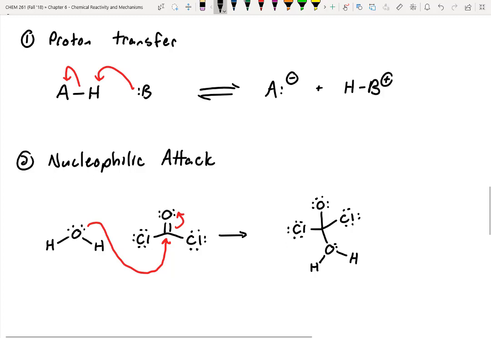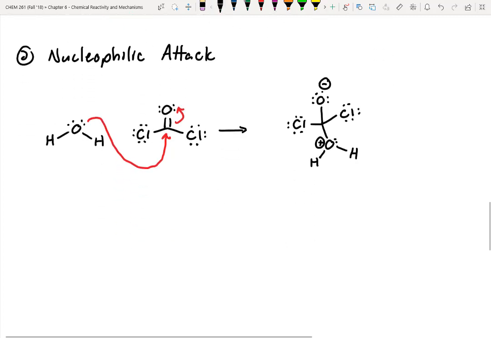One thing I am missing on here, though, is my formal charges. Where should those go? And the oxygen on top, that should be negative, right, because it received electrons. All right, what else? The other oxygen should be positive, right? So this would be an intermediate in the reaction of phosgene reacting with water. All right? The third one we've seen an example of, this is loss of a leaving group.